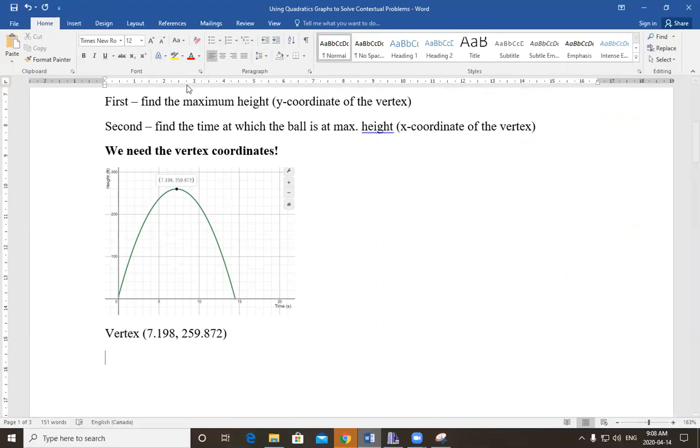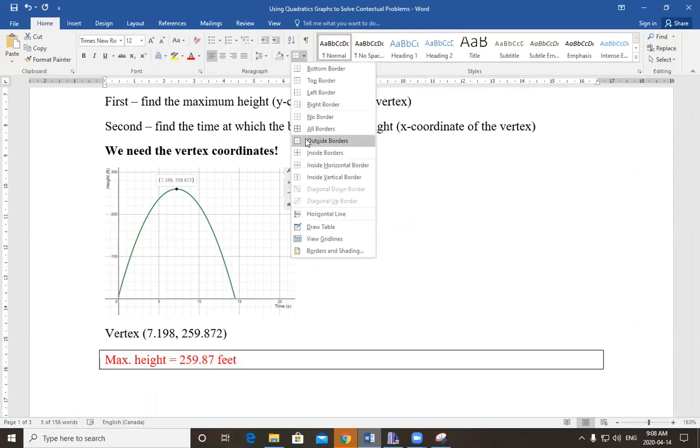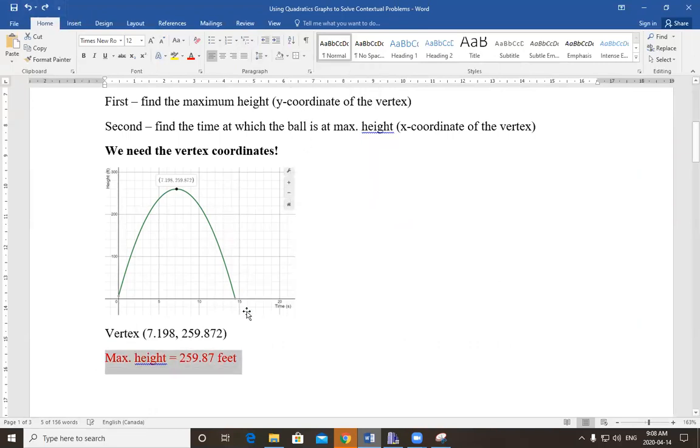Okay, so now final answer. So I'll put this in a different color, red. So we see the maximum height would equal the y coordinate. So it's 259.87. Again, we want to round to 2 decimal places. So 259.87 feet. Make sure we have units. Okay. And the time would equal 7.198. So we have to round the 9. So it's going to be 7.20 seconds.